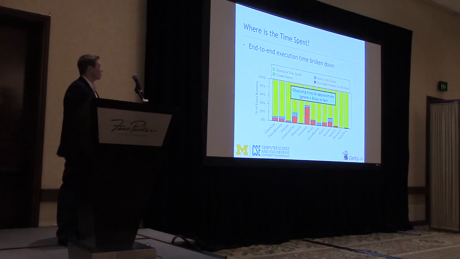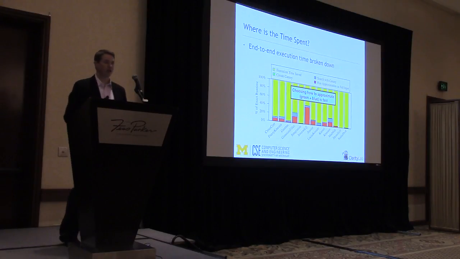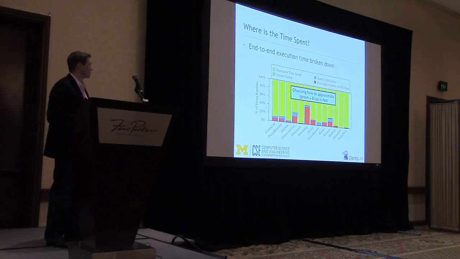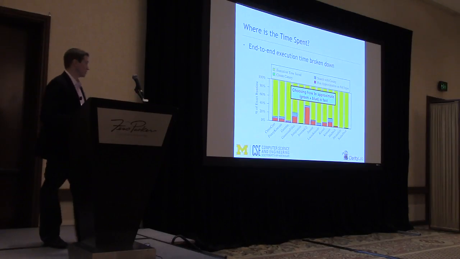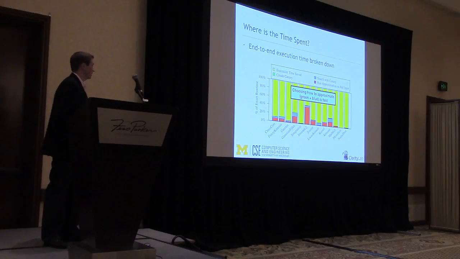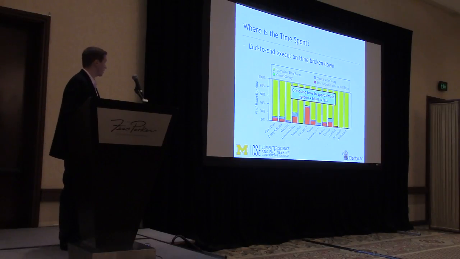So really, the takeaway here is that choosing how to approximate, which is the green plus the blue, turns out to be not a particularly onerous process, and it is done very quickly. And so IRA does a good job of meeting that goal.